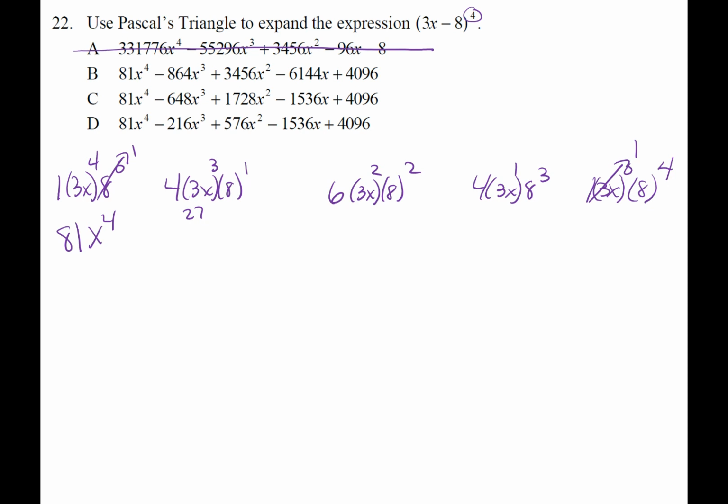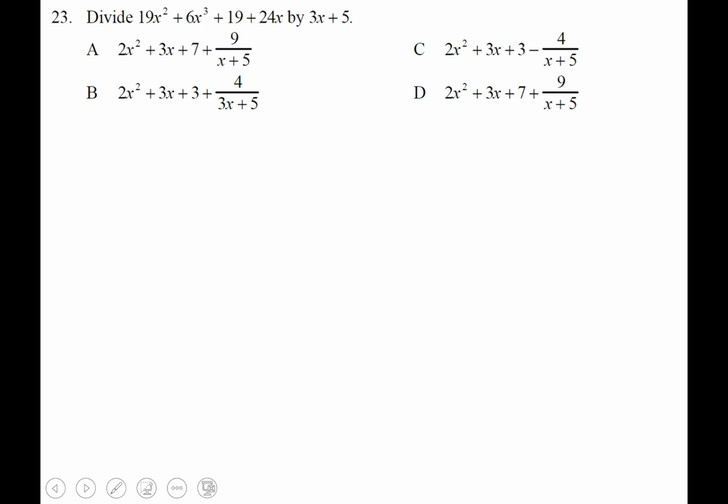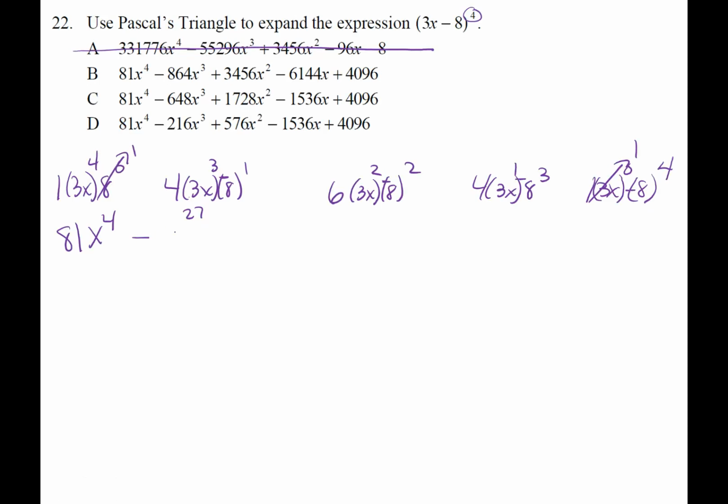And, let's see, we got a negative in front of the 8 that I missed. So that is negative 864 x cubed. Notice I'm done right there if I wanted to be. I'm going to double check the answers on the rest of it just in case I can't eliminate it quite that quickly. 3 squared is 9, and negative 8 squared is 64. So we've got 6 times 9 times 64 is 3,456x squared.